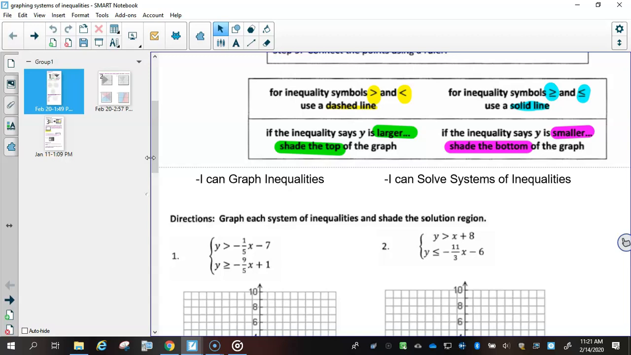If it's less than or greater than, you're still using a dashed line. If it's greater than or equal to, less than or equal to, you're still using a solid line. We're still shading above if it's greater than or equal to. We're still shading below if it's less than or equal to. So think about when we were graphing systems, we'd have 2 lines on the same graph. Now we're going to have 2 inequalities on the same graph. So we're going to have shading that overlaps.